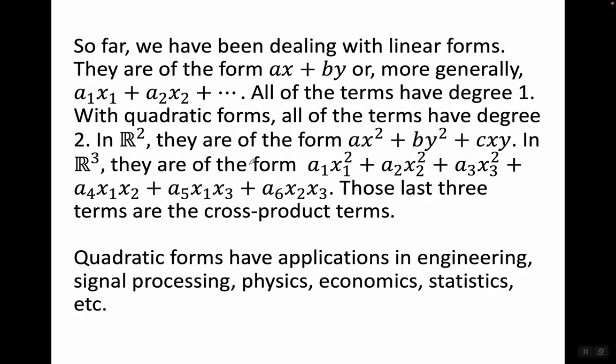In R2, they are of the form ax squared plus by squared plus cxy. Now you may think, well, cxy doesn't have degree 2. But it does, because the degree of x is 1, the degree of y is 1, and so this is a term of degree 2. In R3, the terms are going to be of the form a1x1 squared plus a2x2 squared plus a3x3 squared plus a4x1x2 plus a5x1x3 plus a6x2x3. Those last three terms are the cross product terms.